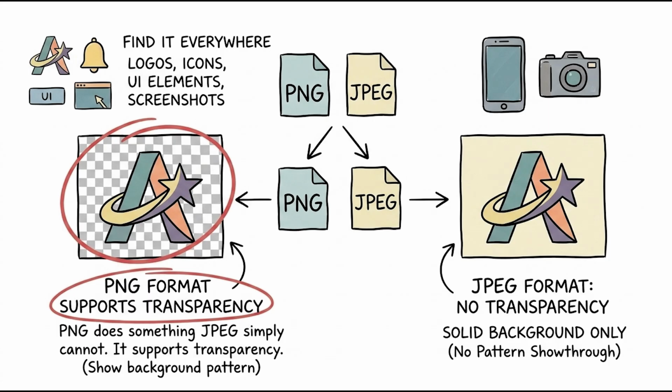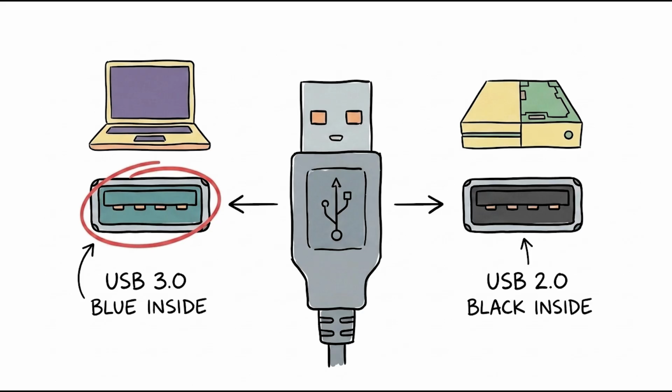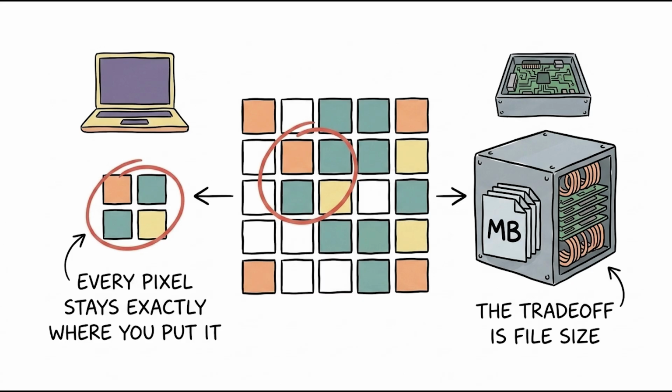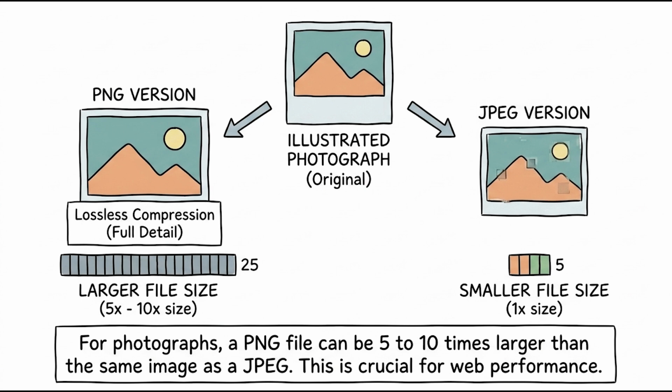It supports transparency. That means you can have an image with no background, floating cleanly over any color or page. It's like cutting something out with perfect scissors instead of tearing the whole page out of the magazine. PNG uses lossless compression. Every pixel stays exactly where you put it. The trade-off is file size. A PNG of a photograph can be 5 to 10 times larger than the same image as a JPEG.